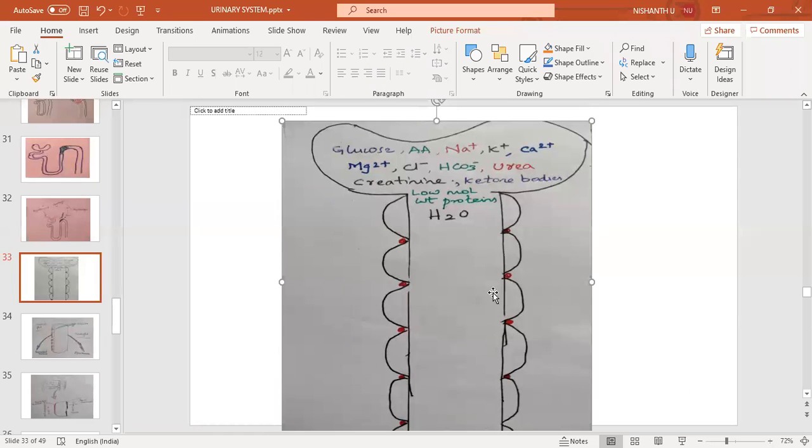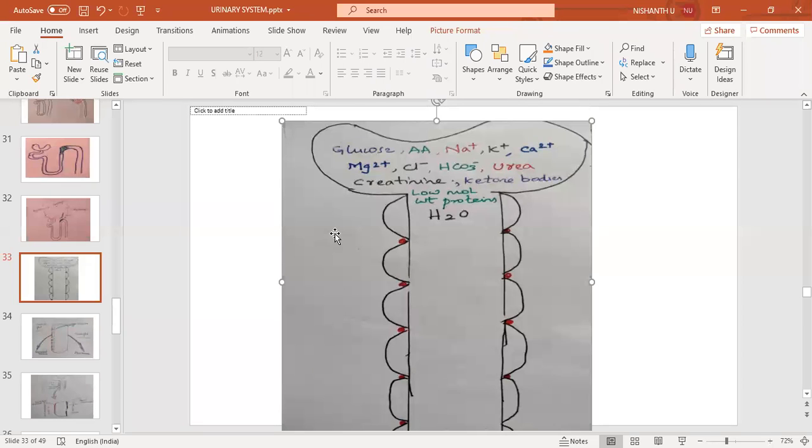So the fluid which is present in the tube is called tubular fluid. Listen carefully. This is tubular fluid, that means filtrate. And the fluid which is present inside the cell is called cellular fluid. And the fluid which is present outside the cell, we call it interstitial fluid or extracellular fluid. Are you able to understand? That is the first point you have to remember.